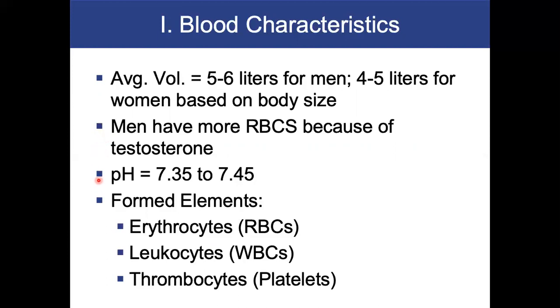pH, I want you to memorize this. So a lot of times when you know physiological ranges, they're slightly different depending on the book. pH is not one of those. So pH for blood is 7.35 to 7.45. Don't give me 7.4. Don't give me 7.3. The pH is 7.35 to 7.45, okay?